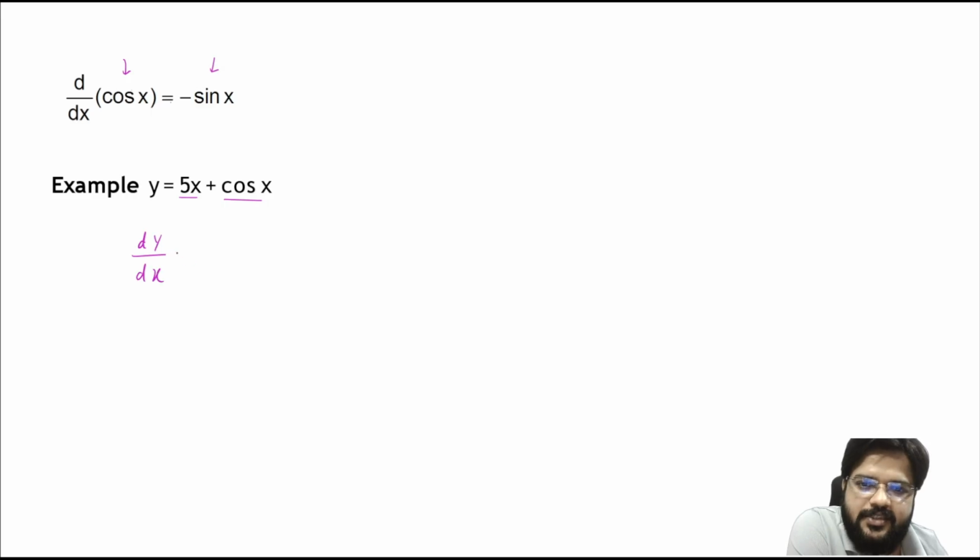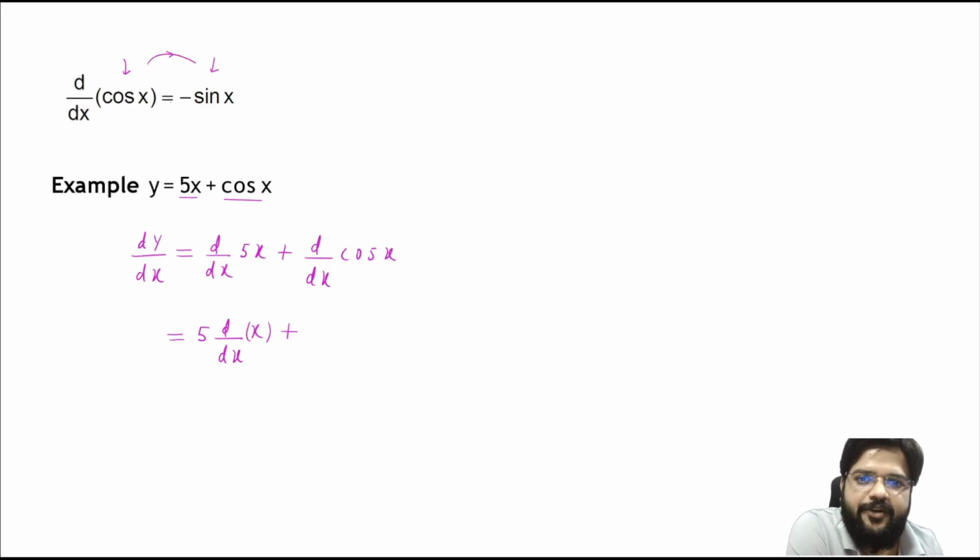So dy by dx: first of all I am writing the differentiation of 5x. Then I will do the differentiation of cos x, everyone. So for the differentiation of 5x, 5 is a constant, so put it outside the differentiation. Now here we have x, everyone, and the differentiation of cos x is minus sin x, correct? We already know this. So here I will write minus sin x.